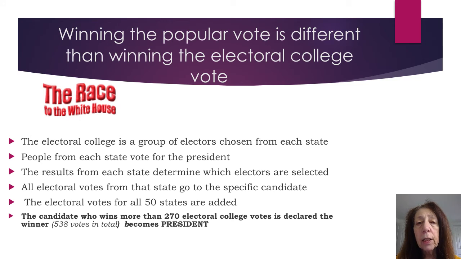The Electoral College consists of all 50 states. The ultimate goal, they call it a magic number, is 270 Electoral College votes. The person who gets 270 first and more than that becomes your President of the United States.